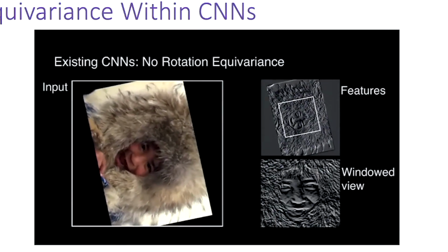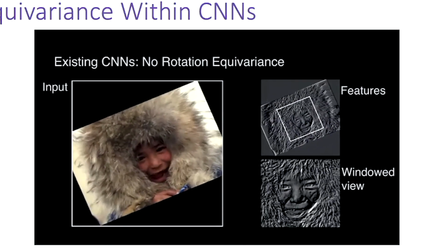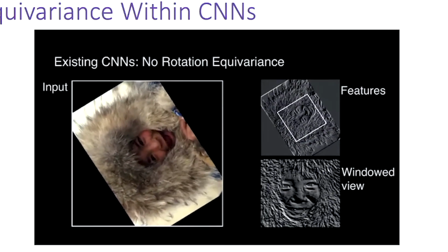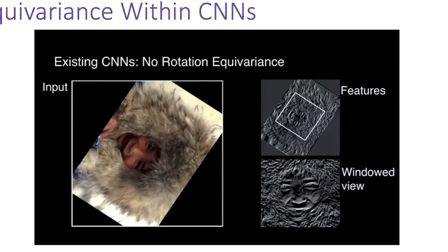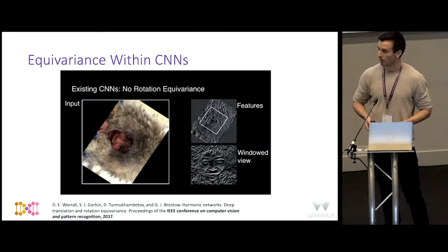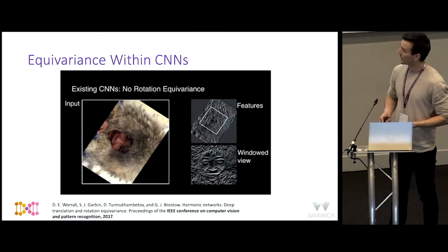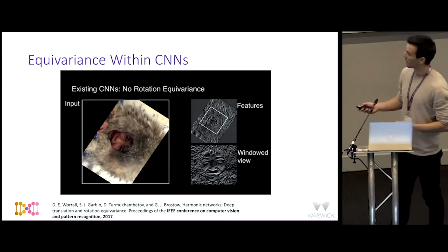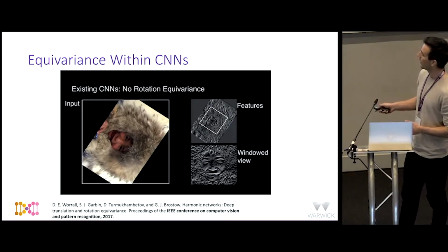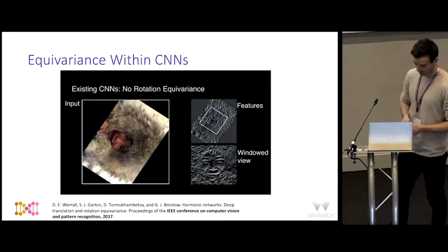Whereas when the input image is rotated, we can see that there's an instability here with the motion compensated window. And this is because the filter responses do not respond in proportion to the transformation of the input image. And this animation, by the way, is from a recent work on harmonic networks published at CVPR in 2017.